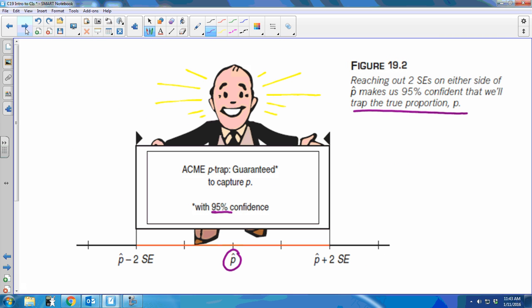So if we use p hat as a center, and we have our standard errors, in this case we used 2, and it was 2 because we had that 68, 95, 99.7 rule, right? Those are distinct cutoffs for us. Then we can say with 95% confidence that p is somewhere in our interval. Maybe. Right? There's a 5% chance it's not. So 95% confident that p is somewhere in the interval.